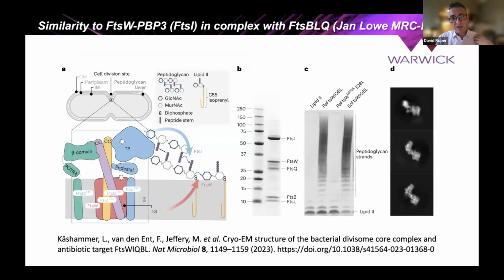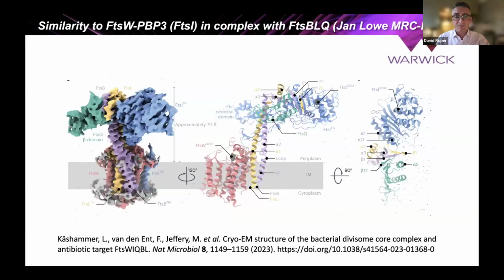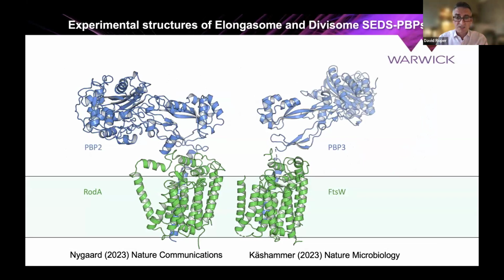At the same time, a group at Cambridge, headed by Jan Löwe, came up with a comparable structure for the divisome-specific complex, FtsW, FtsI, with QLB bound as well. And they essentially see a core complex of the SEDS PBP, which is pretty much identical in many ways to ours. So this is a conserved structural architecture of these all-important enzymes.